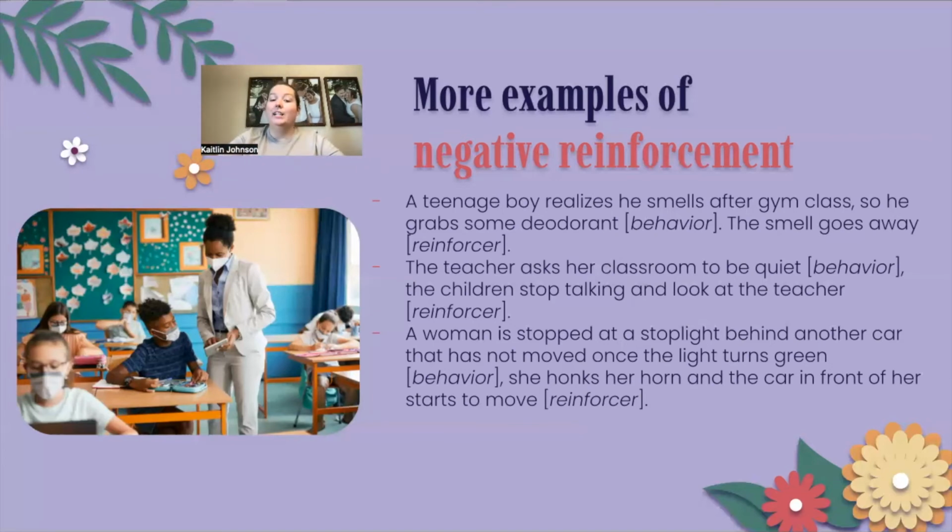Last example of negative reinforcement, a woman is stopped at a stoplight behind another car that has not moved once the light turns green. I know we've all been in this situation. She honks her horn and the car in front of her starts to move. So the car moving is negative reinforcement. That means that she is more likely to honk the horn next time that she's behind somebody because she knows it's going to get them to move.